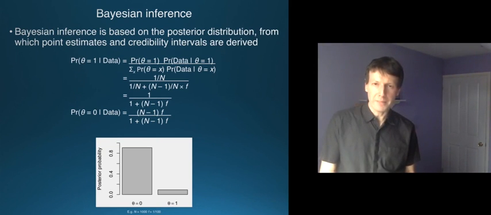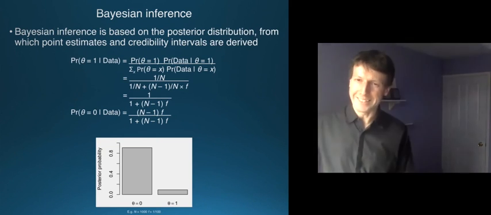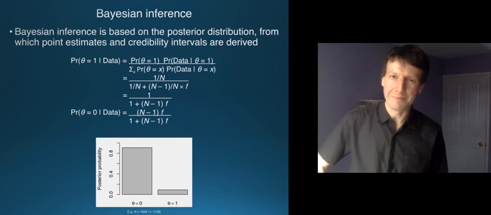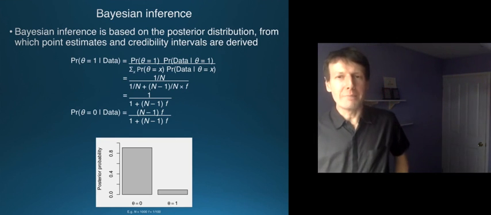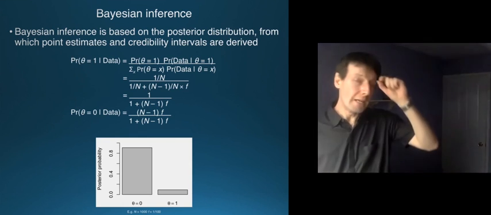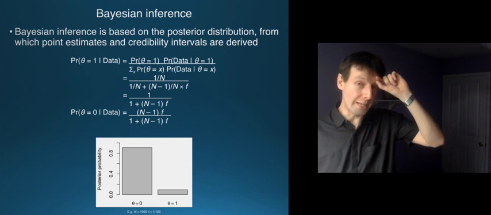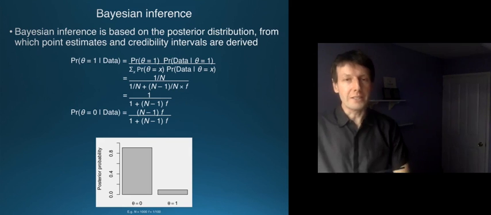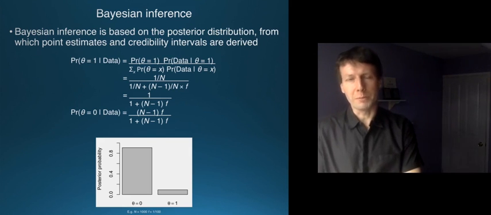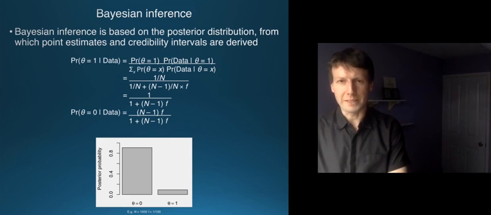Okay, if you're mathematically inclined, you might want to dwell on this slide, and if you're not, you might want to skip over it quickly. Bayesian inference is based on the posterior distribution, and that's what all downstream decisions are based on, such as obtaining point estimates and credibility intervals.